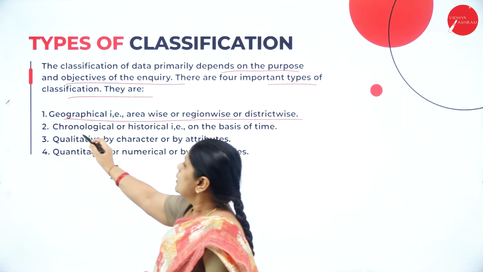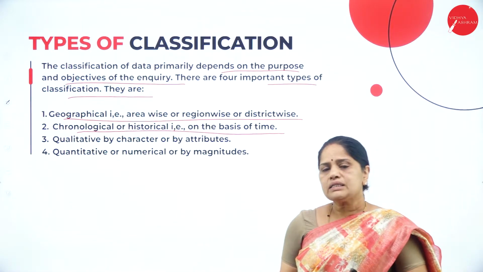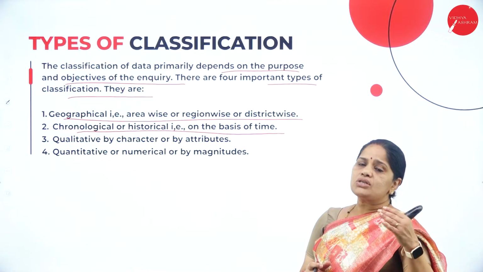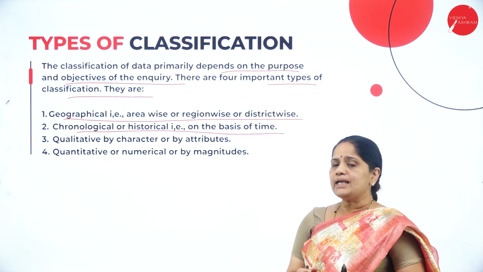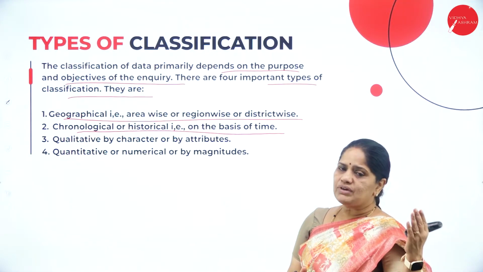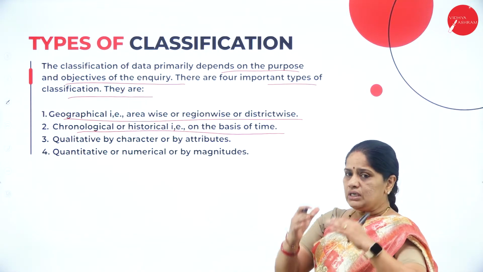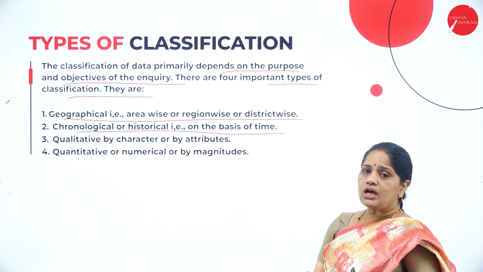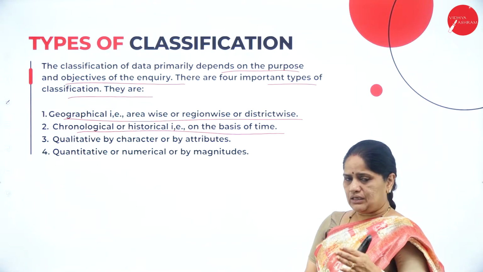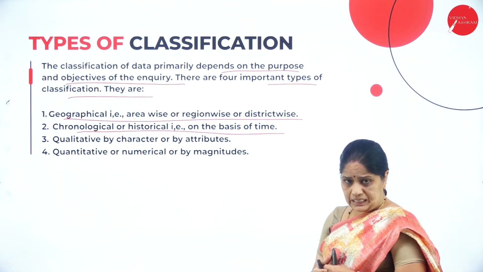Then, the second one is chronological or historical, that is on the basis of time. You segregate data based on the year of the happening of that event, that is on a historical basis. We all know in history, right from 1 AD up to the 20th century, everything has been written in history. They have all mentioned it in chronological order. In the same way, if the data you are collecting is arranged on the basis of time, that can be one kind of classification.